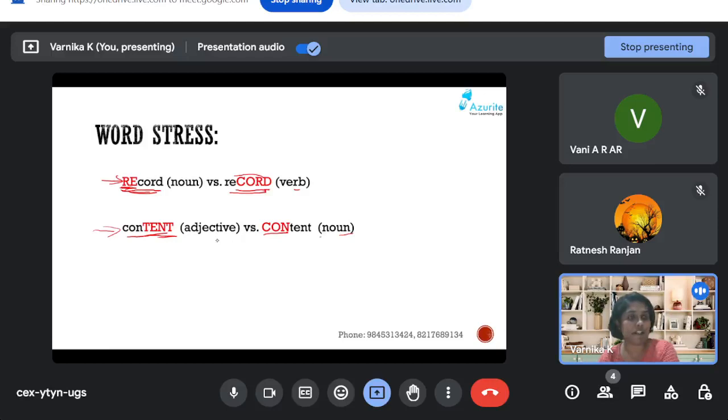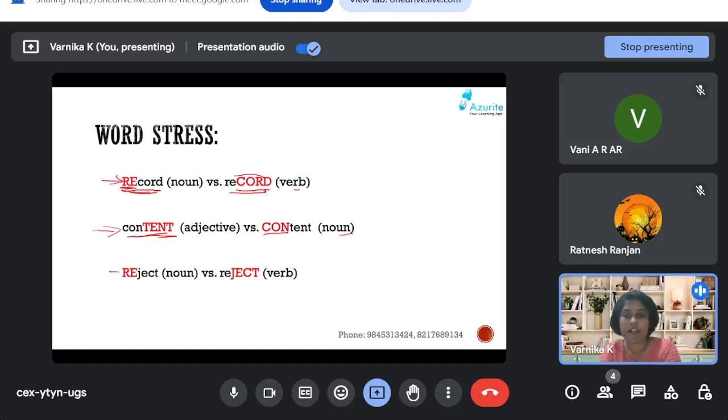Like you may have heard, there are many content makers in social media, right? What is the content of this book? What is the content of this lesson? It means the subject matter. What does this book contain? That will be its contents. It's a noun. Contents and content: same spelling, but different meanings based on how you stress the word.